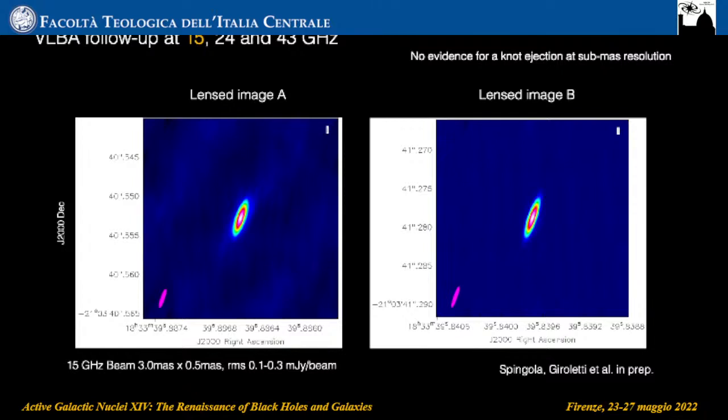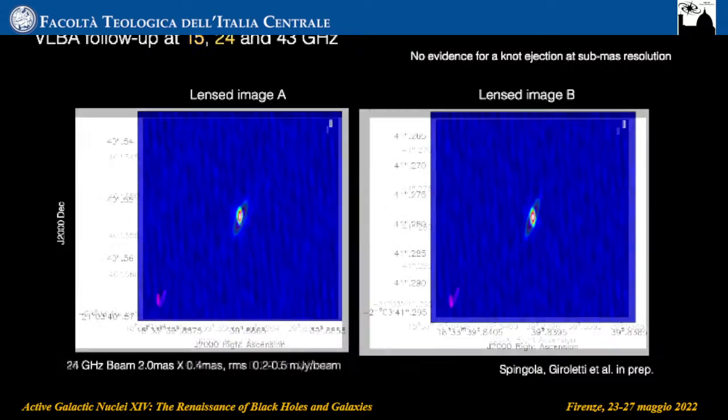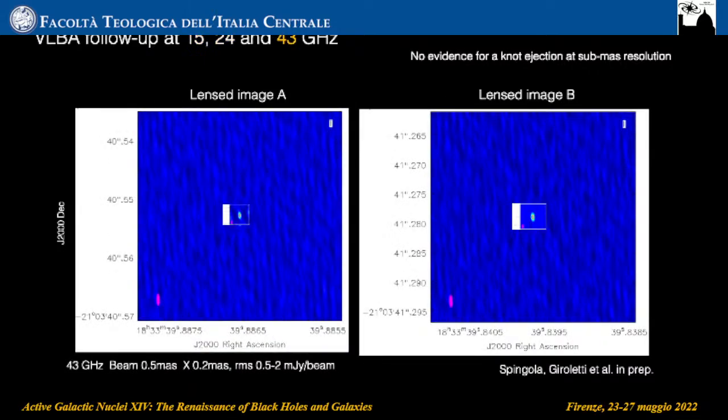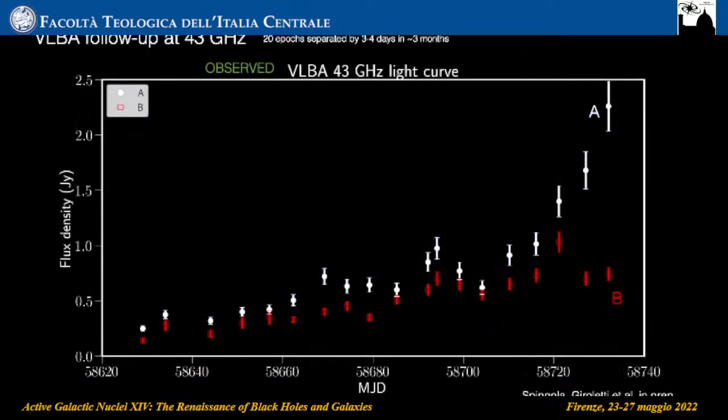So now I'm going to show you very boring VLBI images because we did not find any knot during this period of time. The lensed images are resolved at 15, 24, and 43 gigahertz. Here we are going at very high angular resolution, with a beam size of about 0.5 times 0.2 milliarcseconds. And 0.2 milliarcseconds at redshift 2.5 corresponds to about 1 parsec. So it's very high angular resolution.